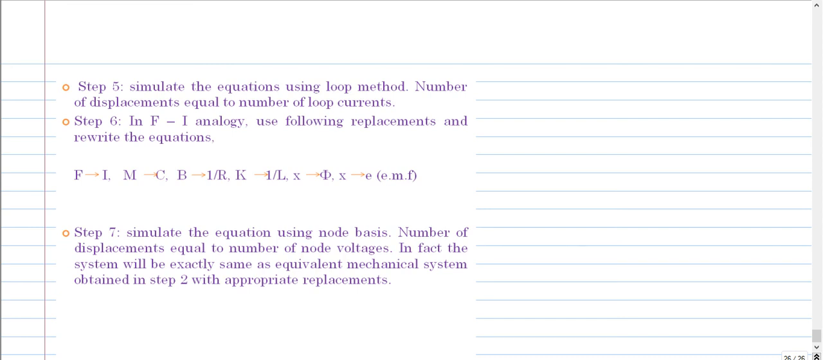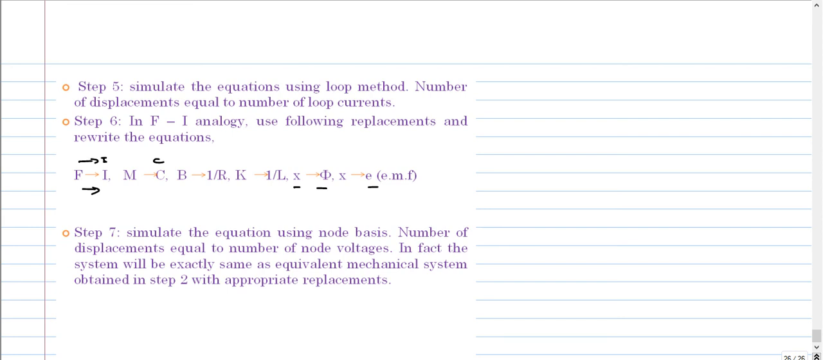In case we are following force current analogy, these will be the changes we make in the equation. If you want to represent an electrical network in force current analogy, force will be replaced by current I, mass by capacitance, friction by the reciprocal of resistance, spring constant by 1 by L, displacement X in terms of flux, and velocity by EMF. This is how we represent. Step 7: simulate the equation using node basis, where the number of displacements equals the number of node voltages.